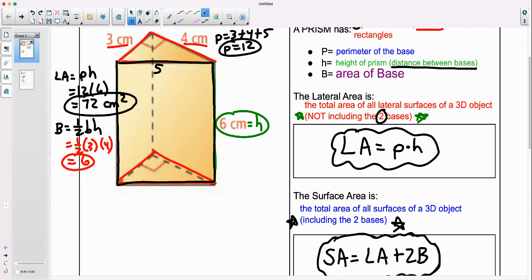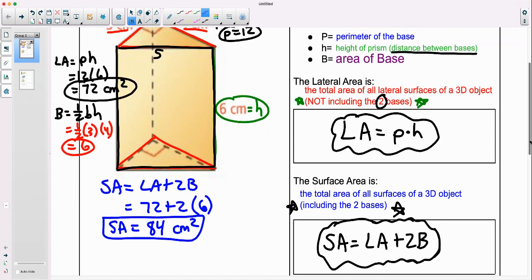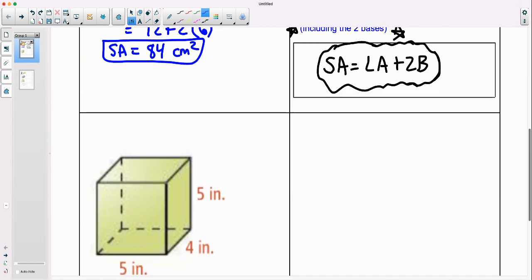If we want to get the answer for surface area, we need LA plus 2B. We already got LA is 72, and there are two triangles that each have an area of 6. So this has a total surface area of 84 square centimeters. We'll try some more examples, but that's really the gist of it. LA is adding up all the rectangles, not counting the bases, and then the surface area includes the bases. So let's try another one.